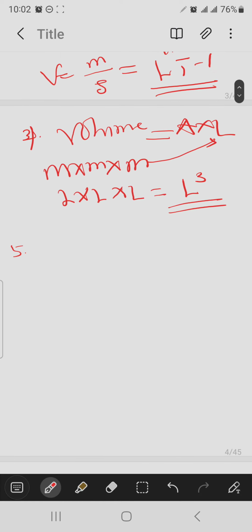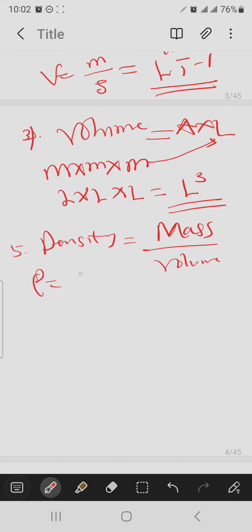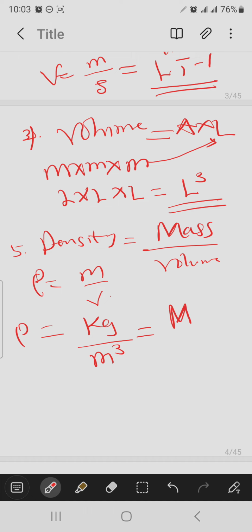Now density. Density equals what? Mass over volume. That's the unit. So density will now be equal to, what's our mass? Kilogram over volume, meter cube. That's the unit. So dimensionality for kilogram is what? Capital letter M. And dimensionality for volume is going to be L cube. So density will now be equal to what? M L T raised to the power minus 3. So this is going to be the answer.